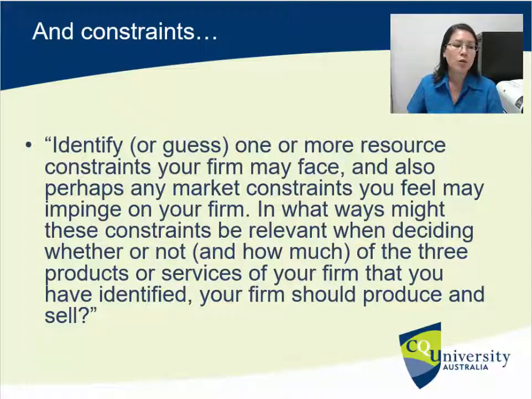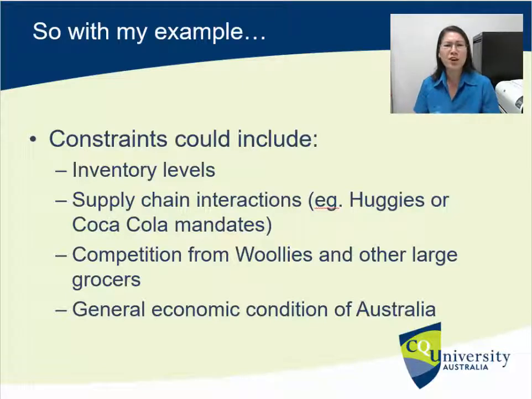So again, with my example, constraints could include anything from inventory levels that they have to hold, because again, holding stock is a cost. Supply chain is interaction. So again, Huggies or Coca-Cola mandates that you must sell at a recommended retail price. Competition from Woolies and other large independent grocers, and also the general economic condition in Australia. So I might discuss how each of those constraints affect my 3 products and services, and how Coles offers those and why they offer them.